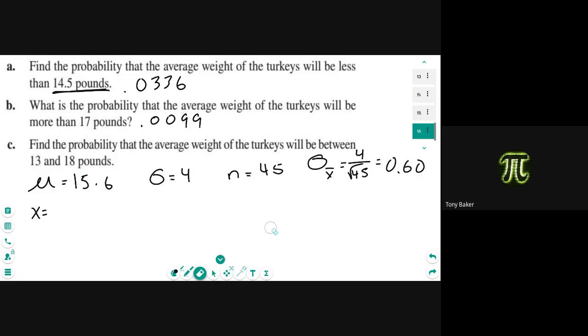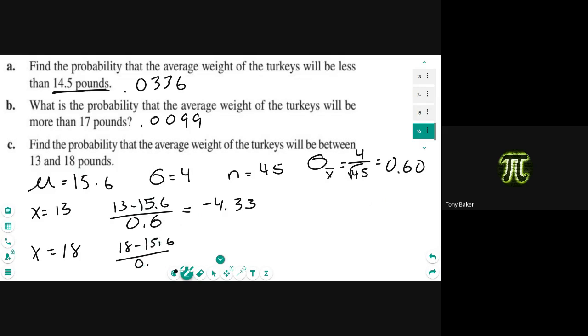But that gives you information. So 13 minus 15.6 over 0.6. What is it? Okay, and then x equals 18. And that one is 4. So that's 4. So that's basically 0, and that's basically 1. So then the answer is basically 1. Or if you don't want to put 1, just put a bunch of 9s.